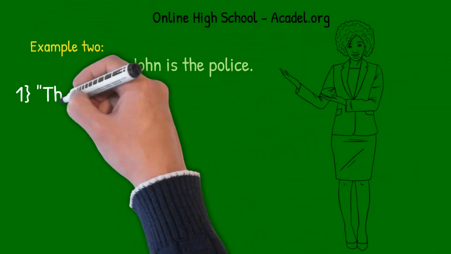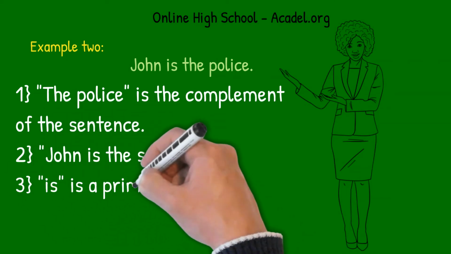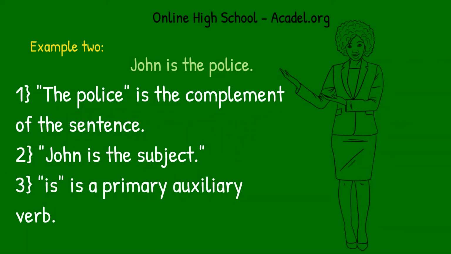Example 2. John is the police. The police is the complement of the sentence. John is the subject. Is is the primary auxiliary verb.